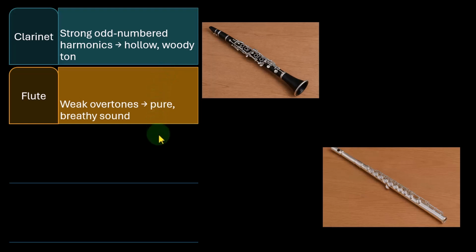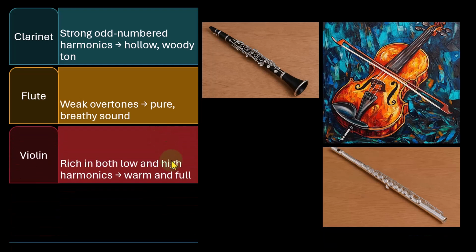We have a flute. It's got weak overtones, a pure, breathy sound to it, okay? The violin, well, it's rich in both low and high harmonics, warm and full. Doesn't that sound like a nice red wine or something like that?